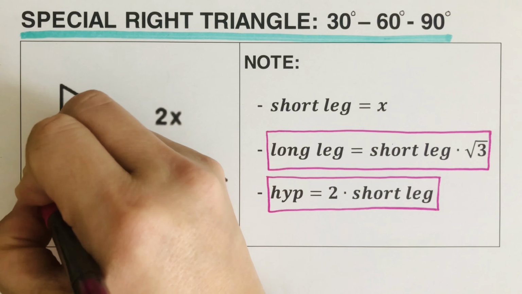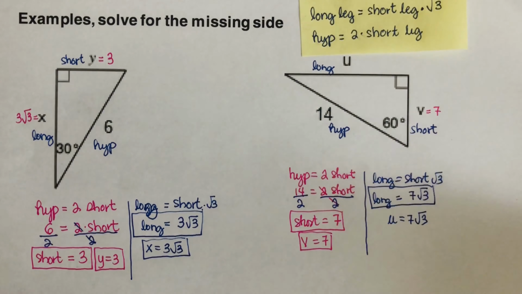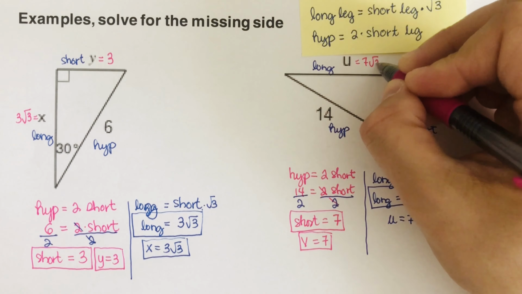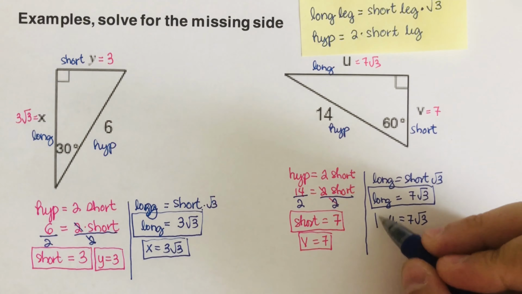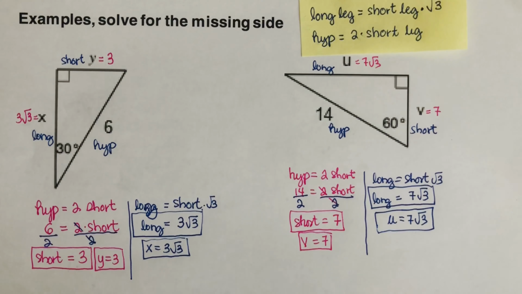Now we are going to solve for the long leg, which is the U. So long leg is equal to short times square root of 3. Now we have solved the short, which is 7, and then we put square root of 3 next to it. So this is the answer for the long leg, or our U is 7 square root of 3. And so we can label this as 7 square root of 3. Did you get these answers right here? Good. Perfect.